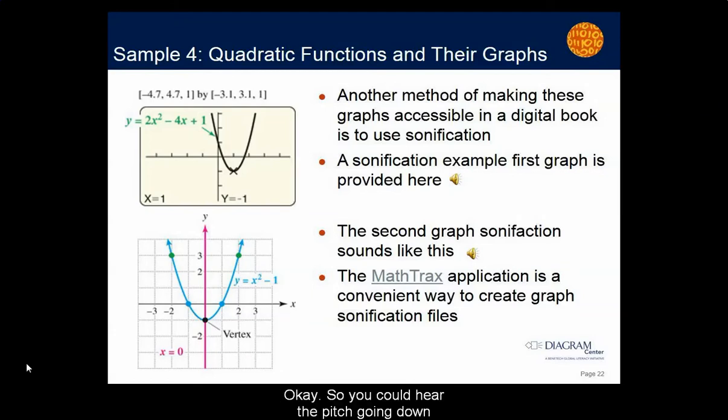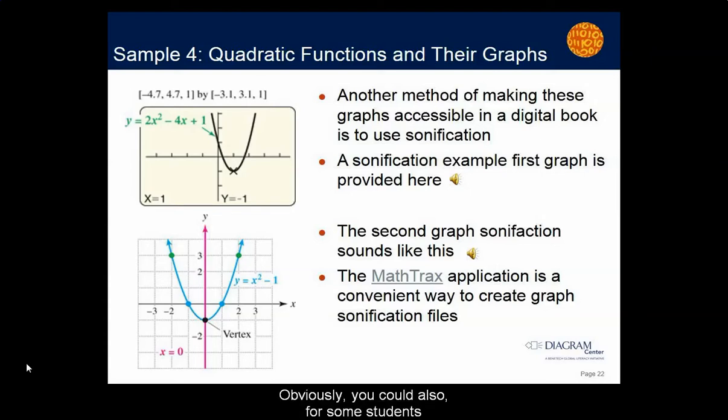Okay, so you could hear the pitch going down and then back up again, and it also created other tonal information that the student gets used to listening for when it crosses particular points on the XY coordinate. So the next one sounds like that. It covers a bit more line, so it's a little bit longer file. So that's another way of providing that.